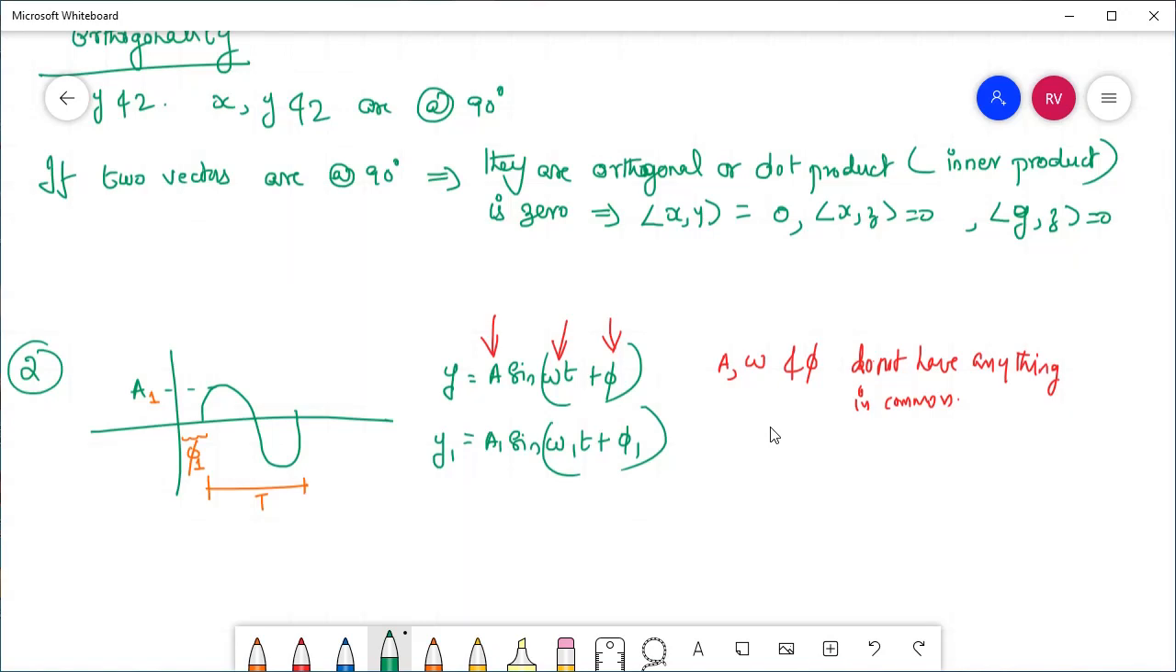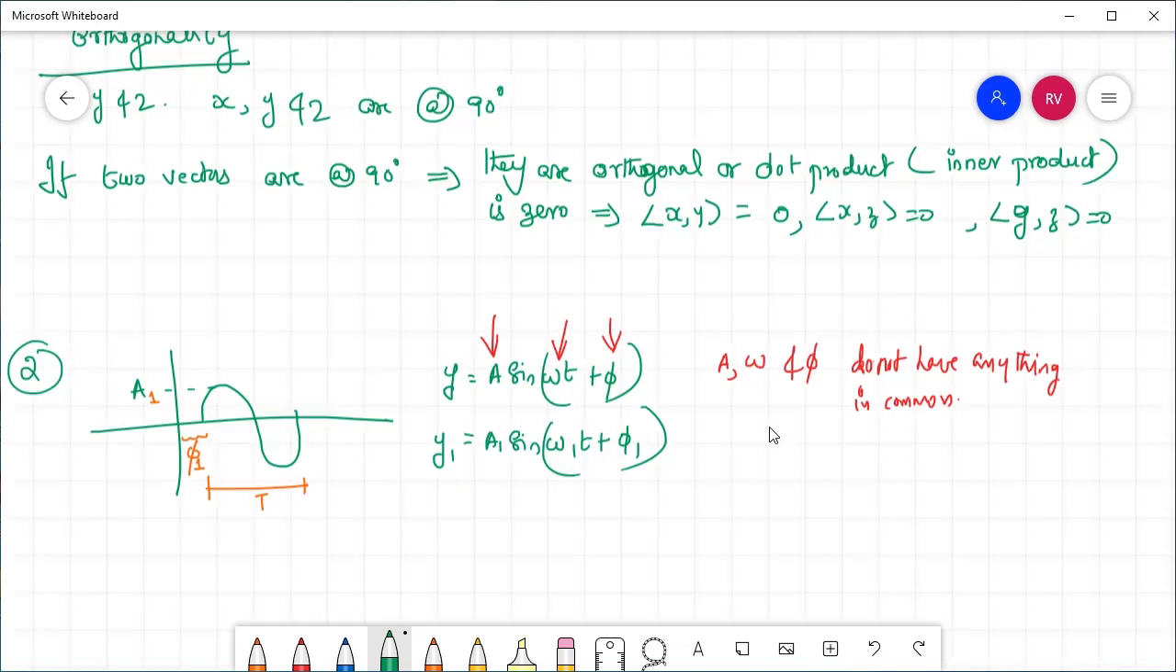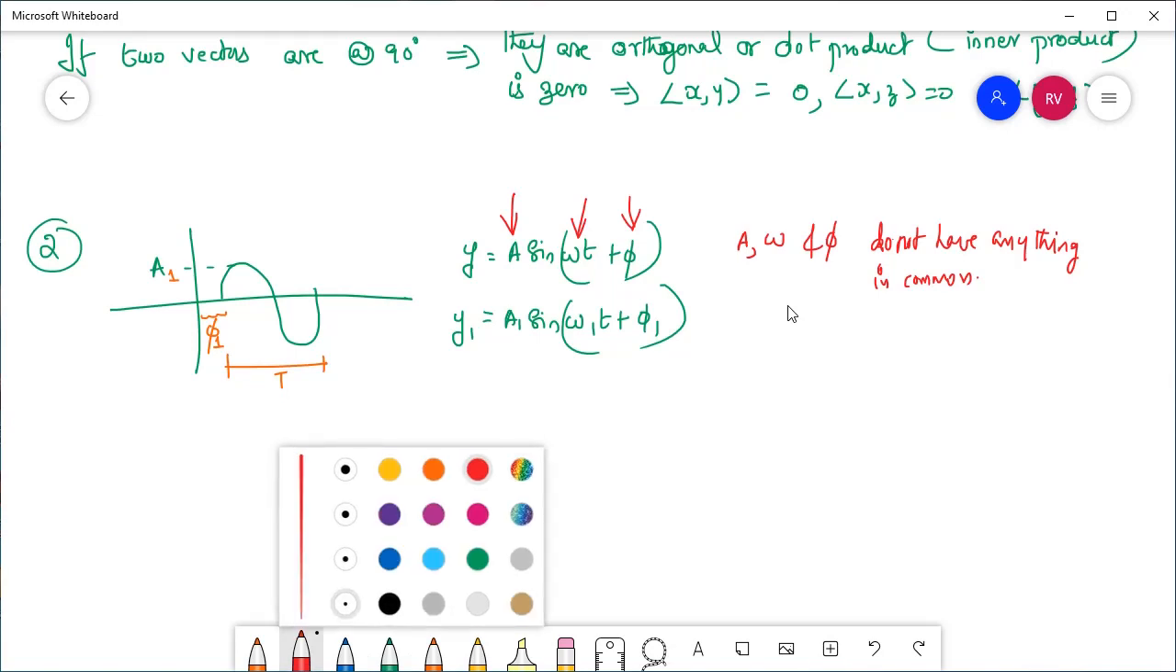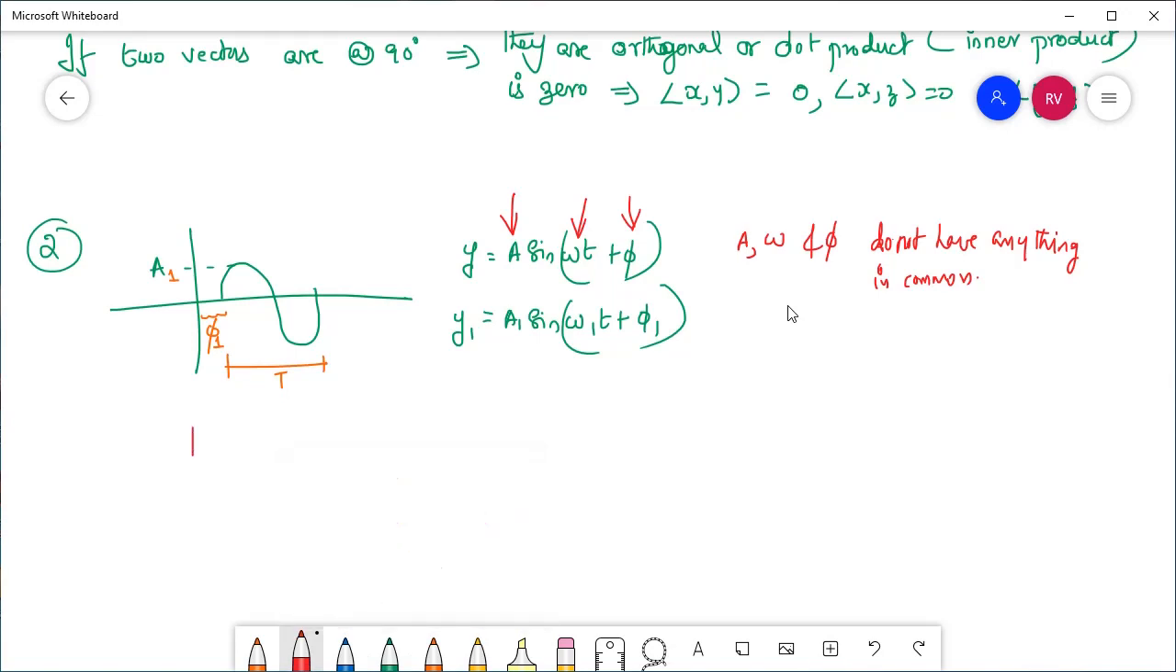So if the vectors are orthogonal, they do not have anything in common. Now here, A, omega, and phi are different quantities, and they do not have anything in common, and you can say they are orthogonal. If that is the case, you can represent A, omega, and phi like this. This represents A, this represents omega, and this represents phi.